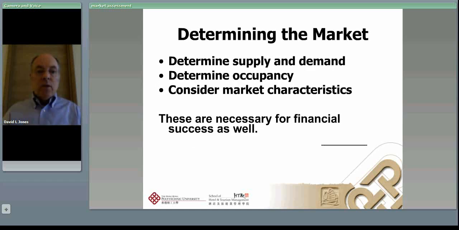Okay, determining the market. First, we've got to determine supply and demand. Whether or not there is a feasible amount of demand in order to justify what we're going to build. Determine occupancy. Excuse me. And when we're talking about occupancy in this context, for those of you who are hotel majors, you would know that determining occupancy of a hotel, Hong Kong, you might consider something in the neighborhood of 85% perhaps being a standard, but in terms of when we talk about convention venues, the numbers are quite a bit different.